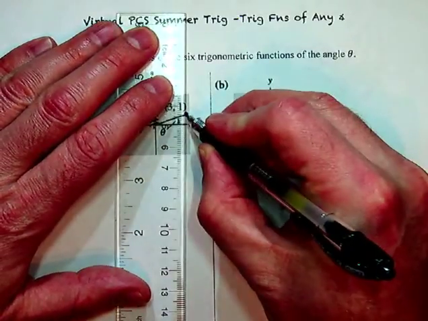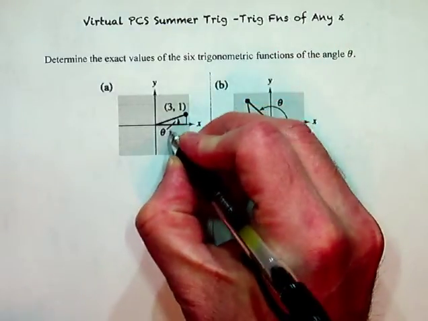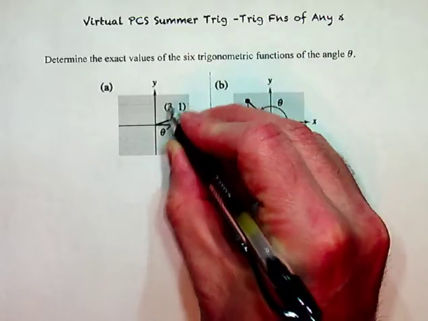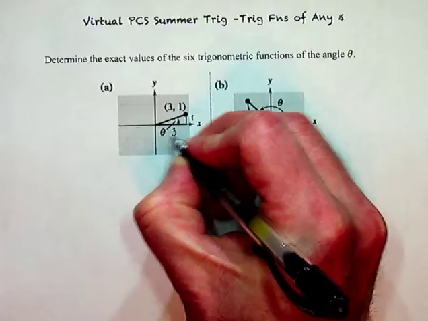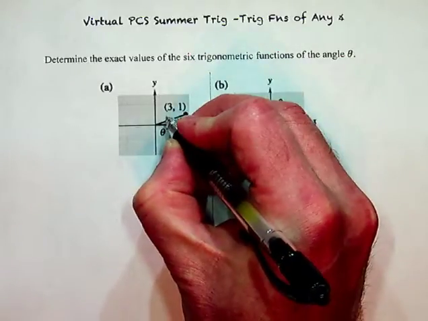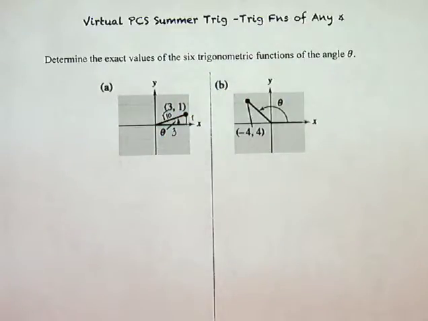If we drop this down right here, this adjacent side is 3. That was our x. This is a 1. When we square 3, we get 9. Square 1, we get 1. The sum of which is 10. So my hypotenuse over here is the square root of 10.